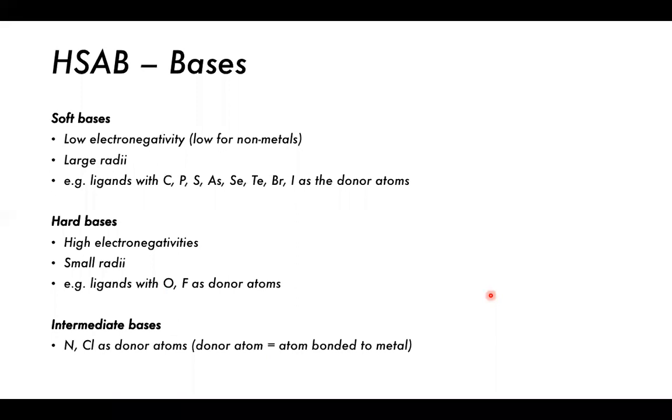So again, for bases, soft bases have low electronegativity, at least low for non-metals. They have large radii, and ligands with things like carbon, phosphorus, sulfur, and so on as the donor atoms. Then hard bases, they have high electronegativities, they have small radii, and they're ligands such as oxygen and fluorine as the donor atoms. Intermediate bases, nitrogen and chlorine as the donor atom. So the donor atom is equal to the atom bonded to the metal.